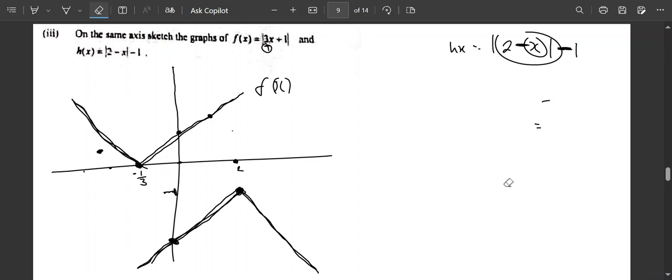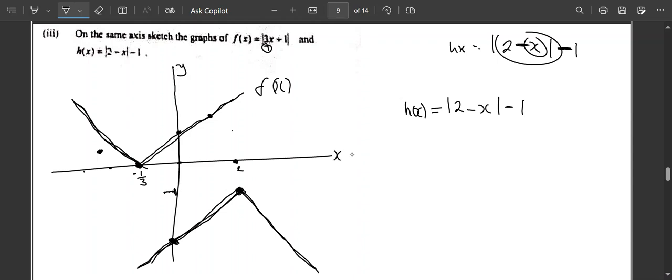So put in this general equation, we'll put h(x), then we have 2 there, minus x there, then minus 1, like that. So we need to see where it is crossing here, and we know that this is our y-axis, this is our x-axis, right? So that is it.